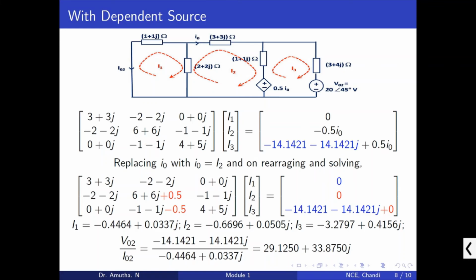So with the dependent source, the reciprocity theorem will not come into the picture. The reciprocity theorem is not satisfied. The reciprocity theorem applies only to independent sources. If there are dependent sources in the circuit, the reciprocity theorem will not work. Here, why? Because the symmetry of that impedance matrix is getting affected. Because of that, the reciprocity theorem is not working. So this shows the importance of the symmetry of the particular matrix.